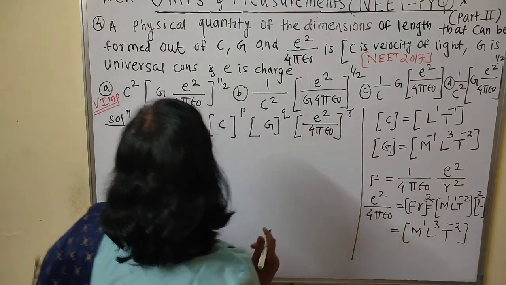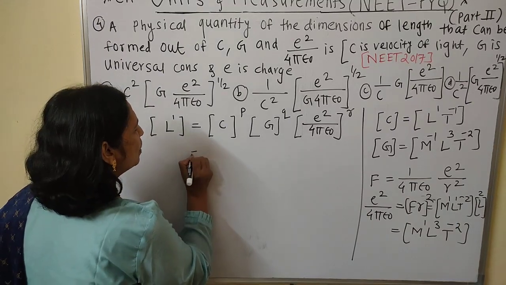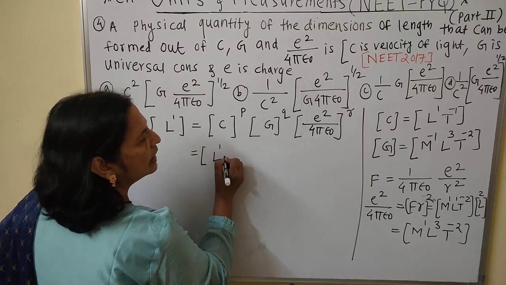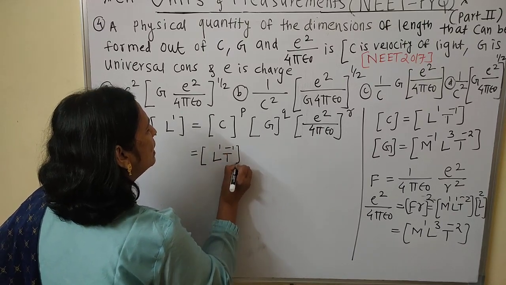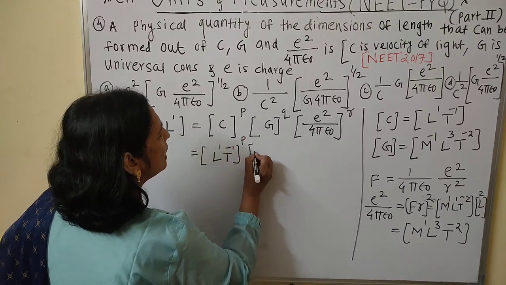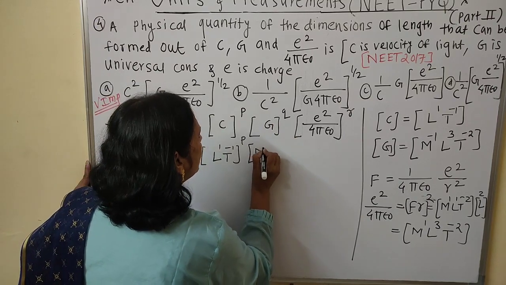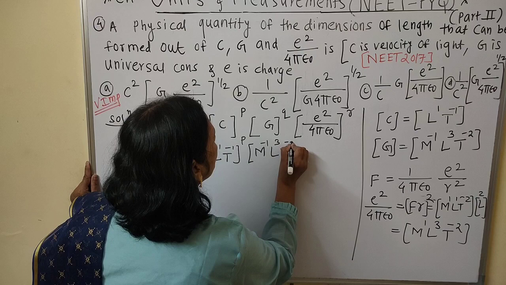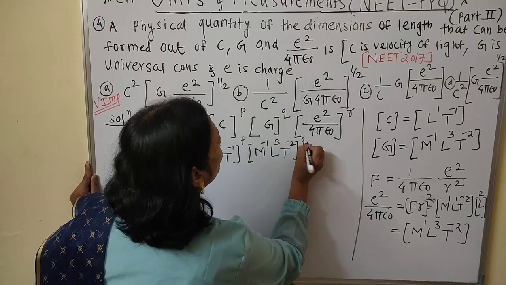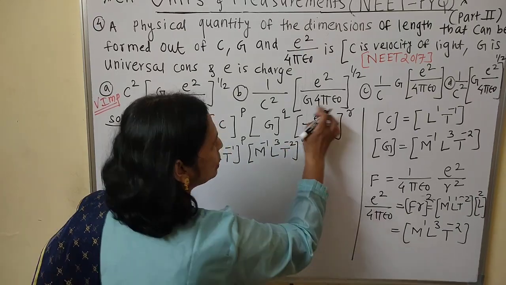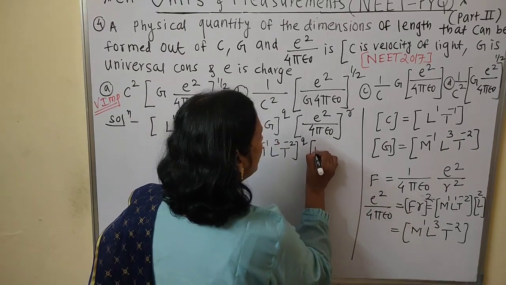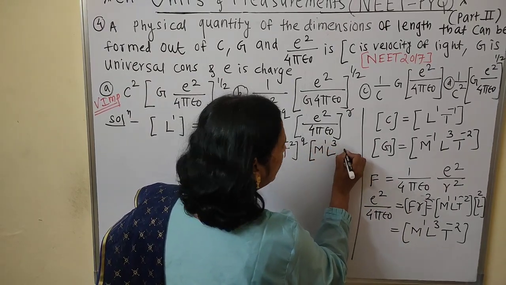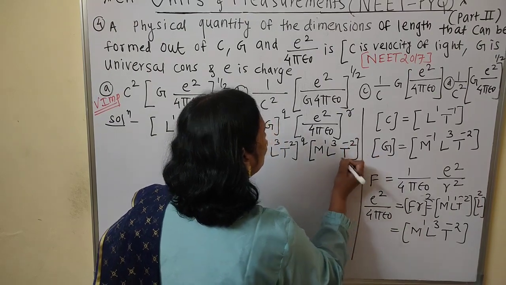Now substitute the dimensions. The dimension of this C is L raised to 1, T raised to minus 1, raised to P. Then the dimension of this G is m raised to minus 1, L raised to 3, T raised to minus 2, raised to Q. And this quantity has dimension m raised to 1, L raised to 3 and T raised to minus 2.